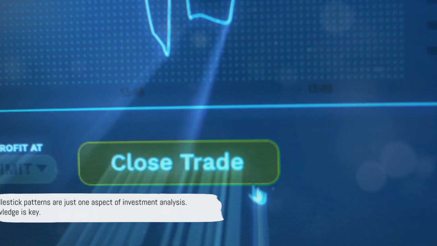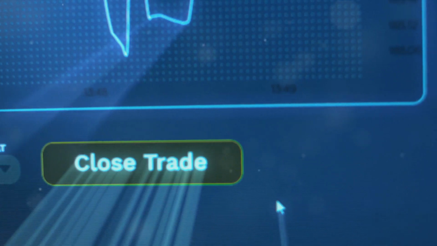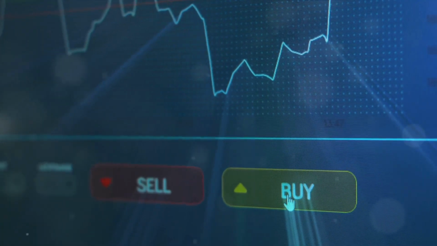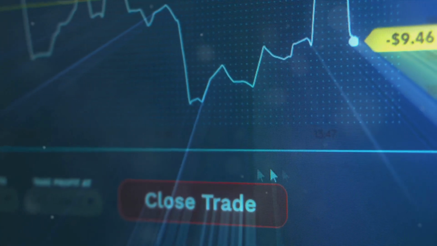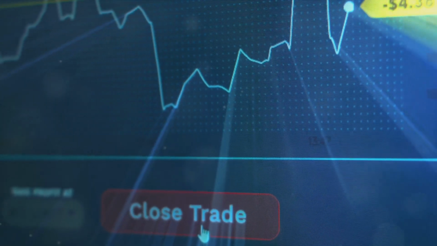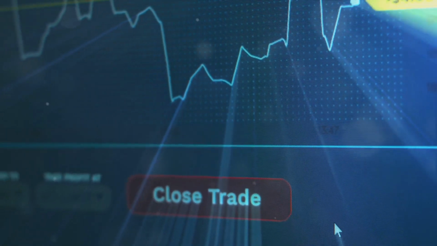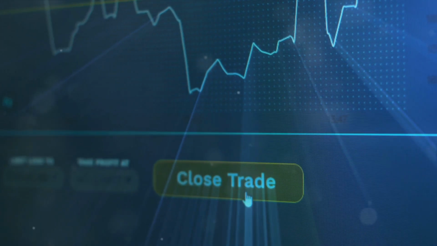These bullish candlesticks might be a signal to buy, but remember, one candlestick alone is not enough to make an investment decision. So keep your eyes open, your mind sharp, and your analysis thorough. After all, in the world of trading, knowledge is power.